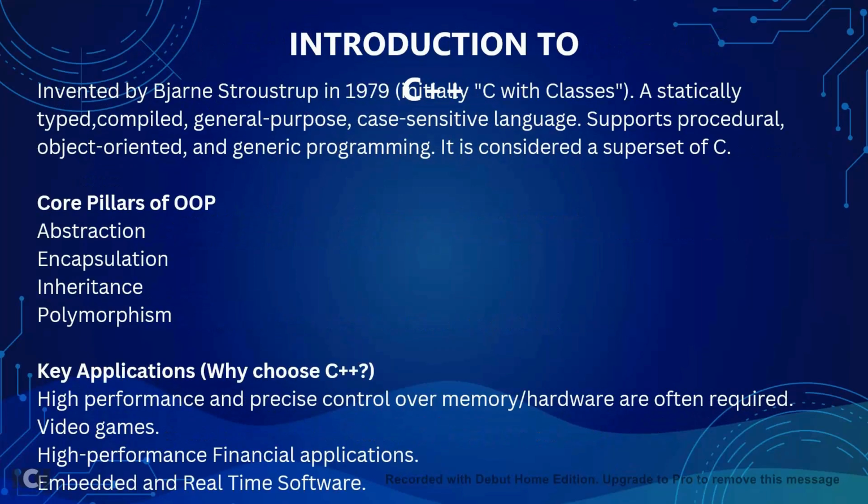Introduction to C++. Invented by Bjarne Stroustrup in 1979. Initially C with classes, a statically typed, compiled, general purpose, case sensitive language. Supports procedural, object oriented and generic programming. It is considered a superset of C. Core pillars of OOP: abstraction, encapsulation, inheritance and polymorphism.